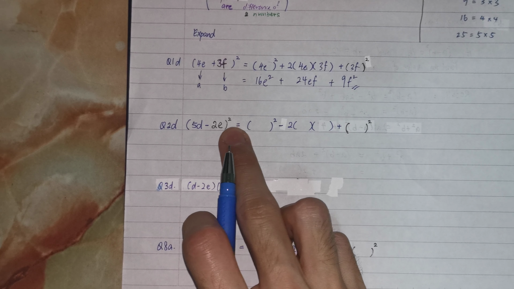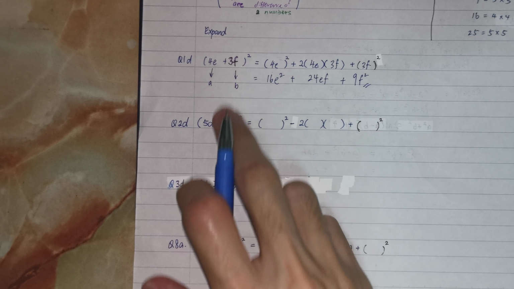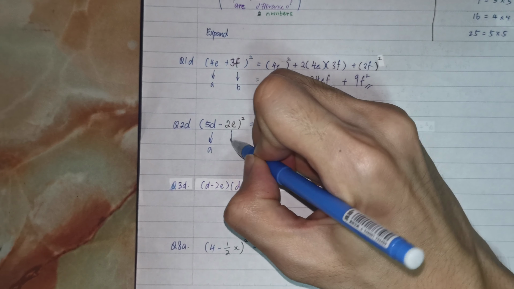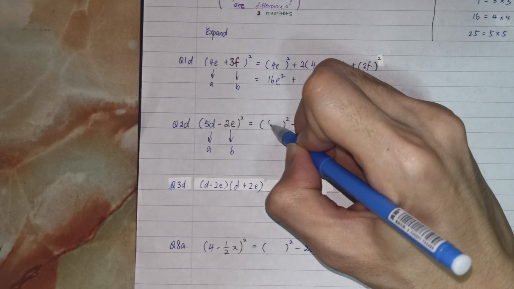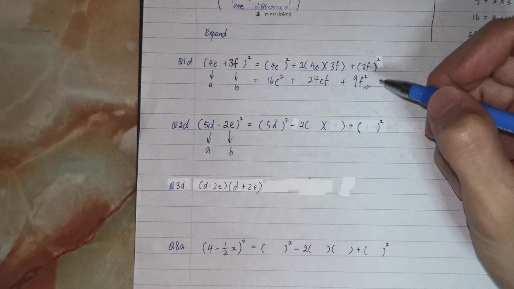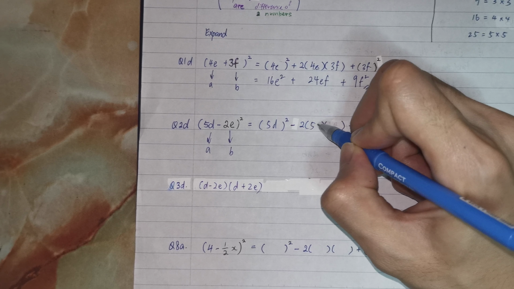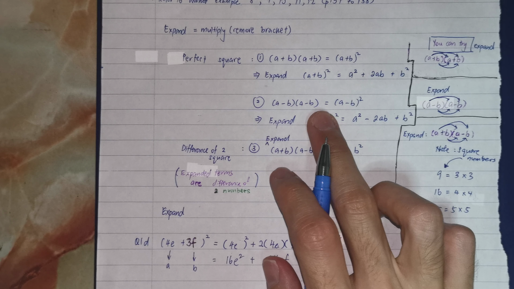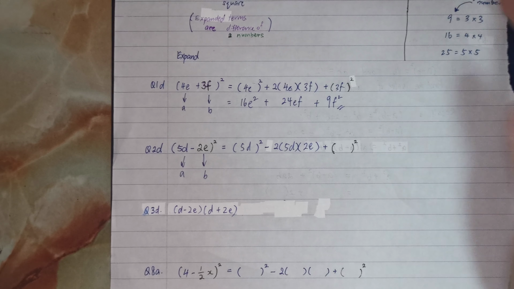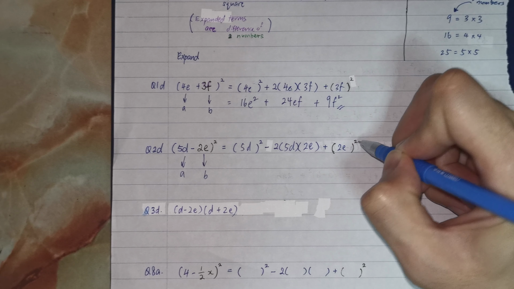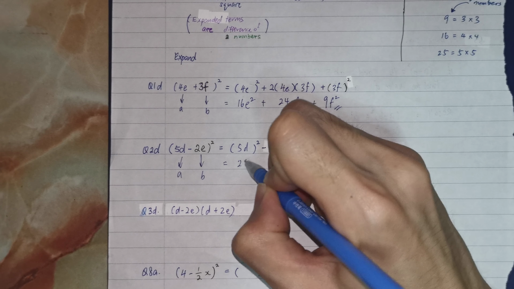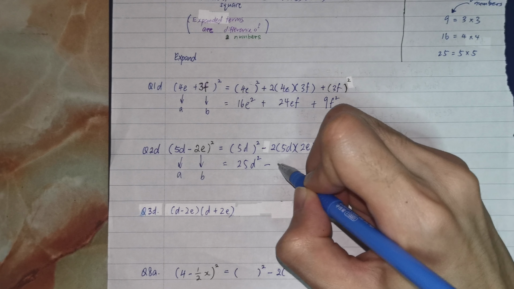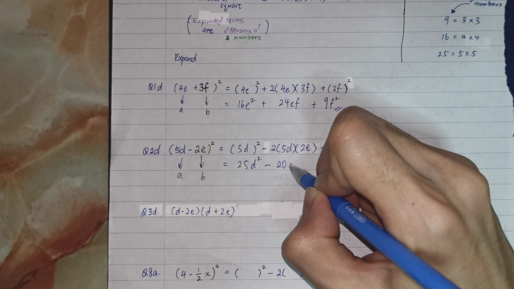The next one, (5d minus 2e) square. So now the only difference is that this side is a minus sign. So 5d will be our a, 2e will be our b. So we put 5d in the first bracket, (5d) square minus 2 times a times b, which is 2e, using the second one over here. And the last box will be (2e) square. So 5 square will be 25, d square will be d square, minus 2 times 5 times 2, which is 20, times d times e, which is de.